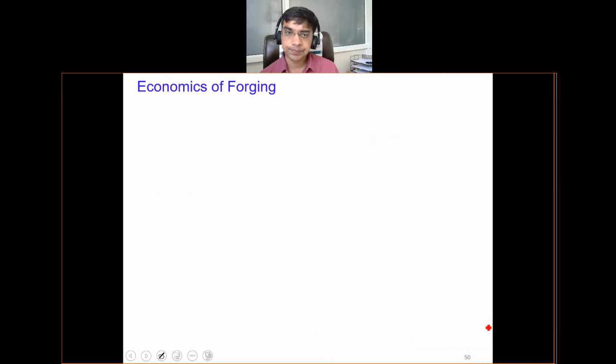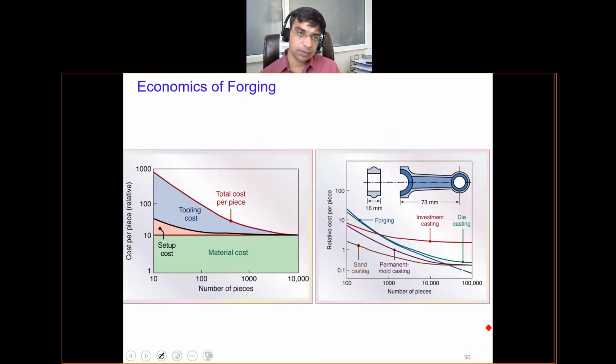Now, if you look at the economics of forging, forging is a mass production kind of process, where if you compare this product, which is a connecting rod used in the internal combustion engine to transmit power from the reciprocating piston to the crankshaft.